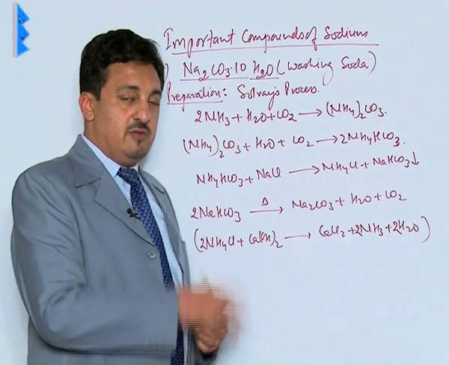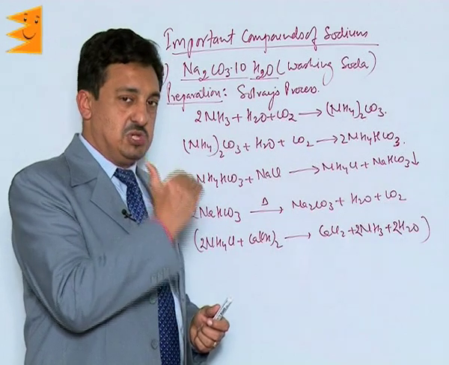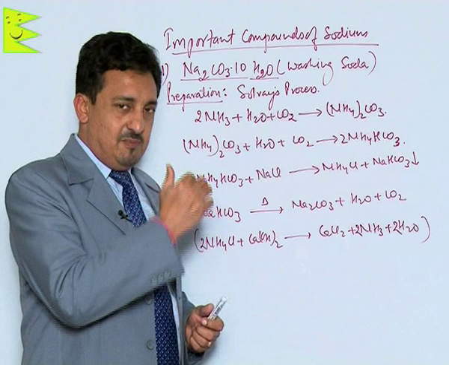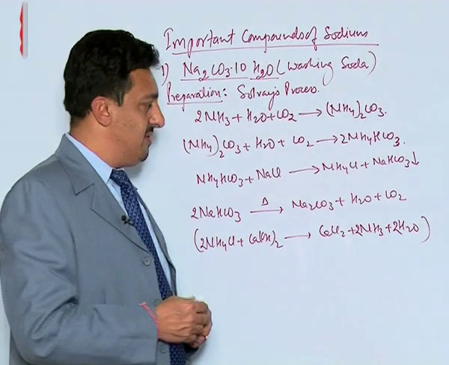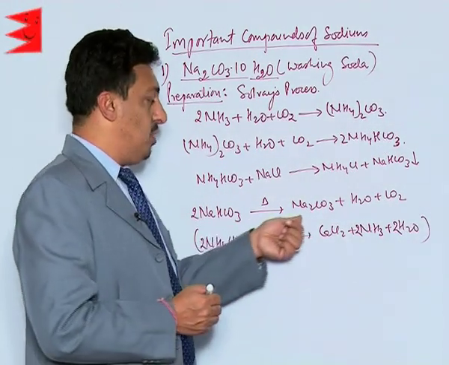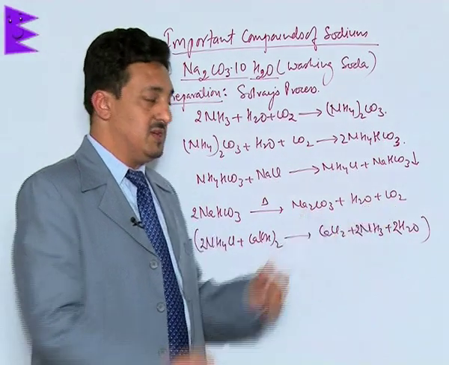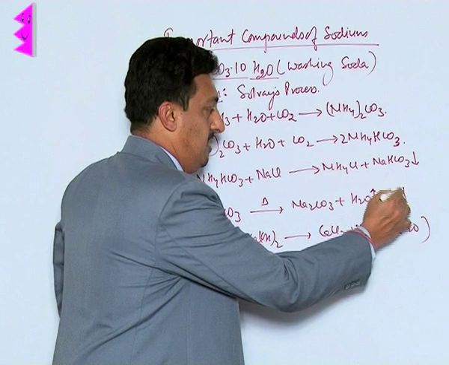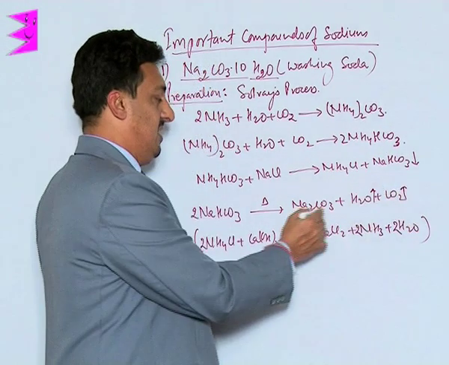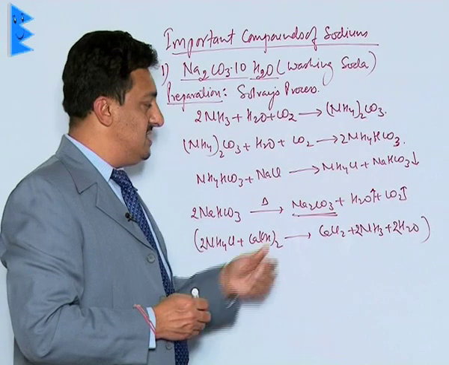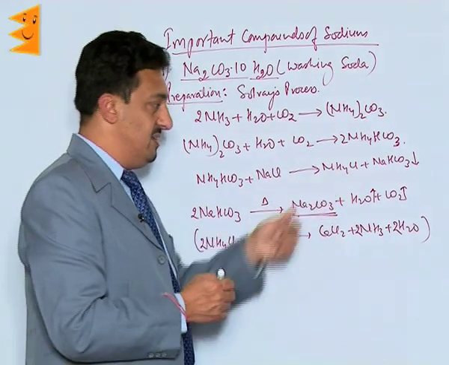bicarbonate. Now what we do is we take the benefit of the lesser solubility of sodium bicarbonate salt, and we crystallize it out and separate it out, and then we heat it to obtain sodium carbonate, CO2 and H2O. When we heat it, these two escape out as gases or vapors, and what we are left with is the Na2CO3.